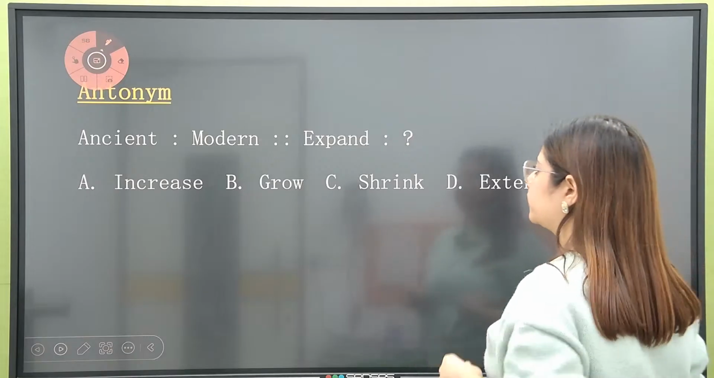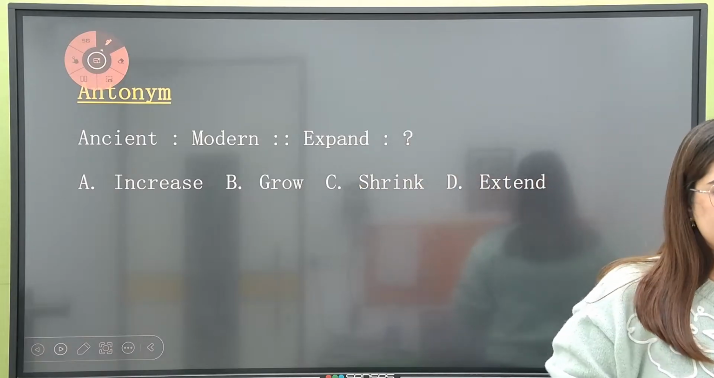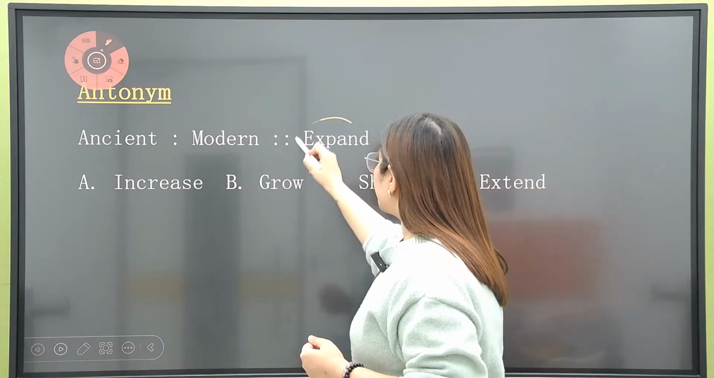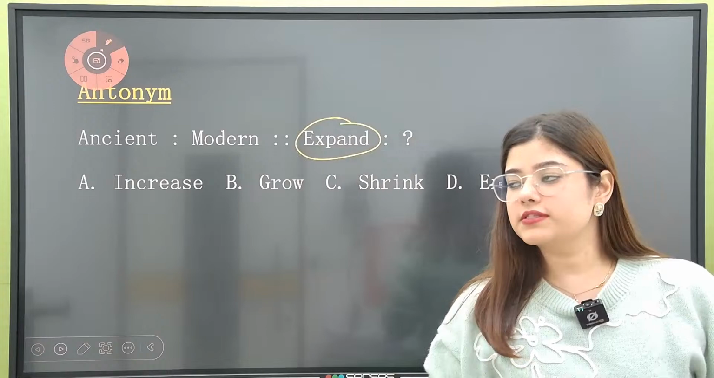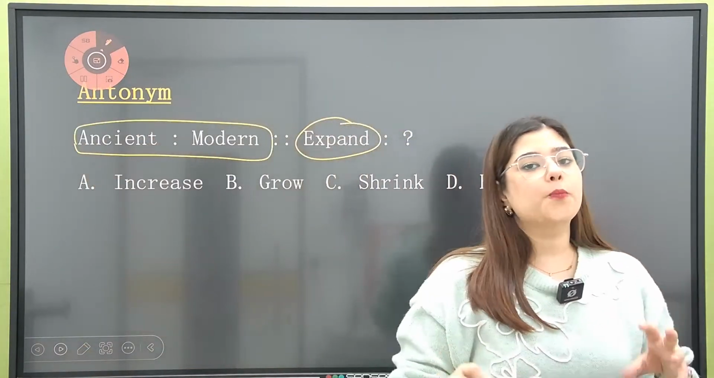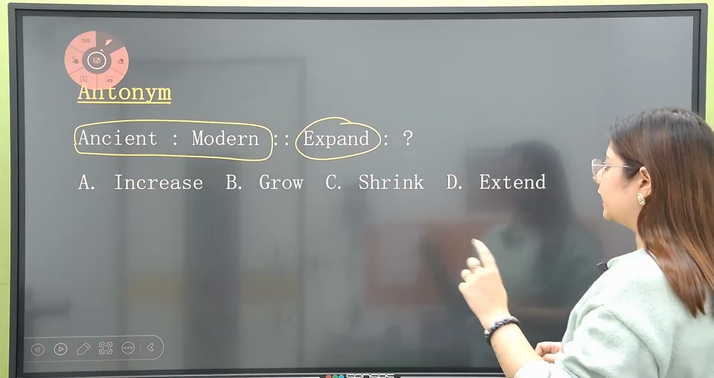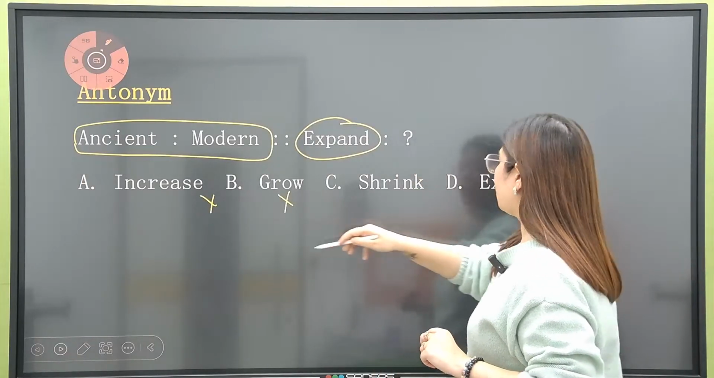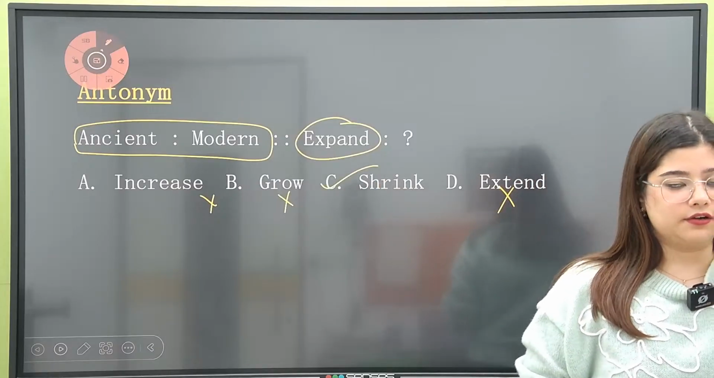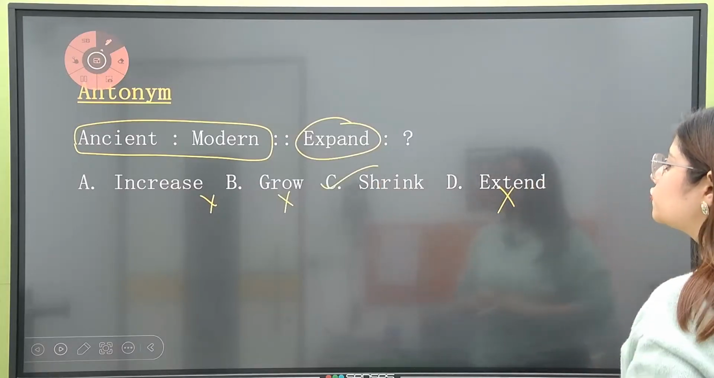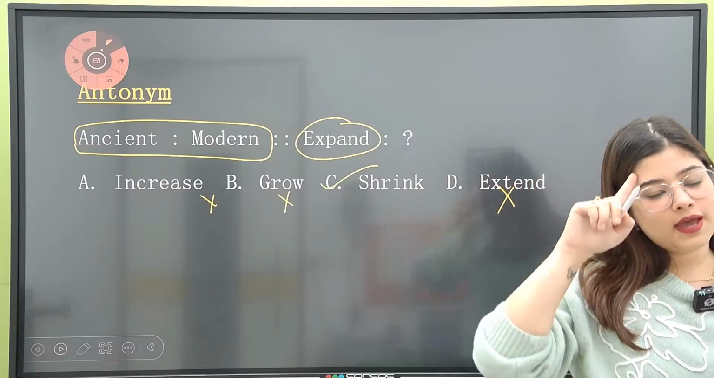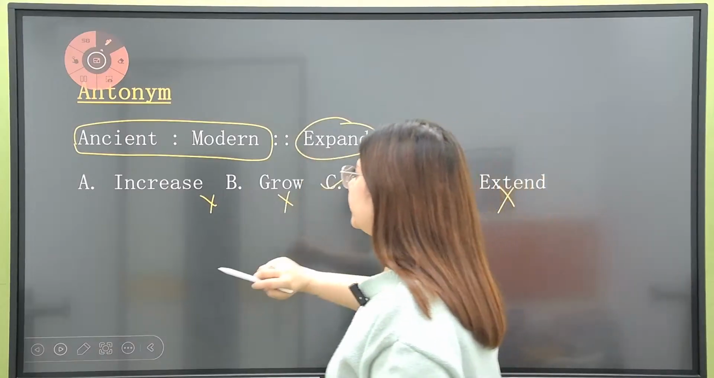Ancient is to modern, such as expand is to. Now I have to look for a word that is opposite in meaning to expand, because the relationship that we have established here, that these two words share, is that they are opposite in meaning. So increase, no, synonym. Grow, synonym. Extend, a kind of synonym. Shrink would be an antonym. So ancient is to modern, such as expand is to shrink. The second type of relationship that we can encounter is antonym.